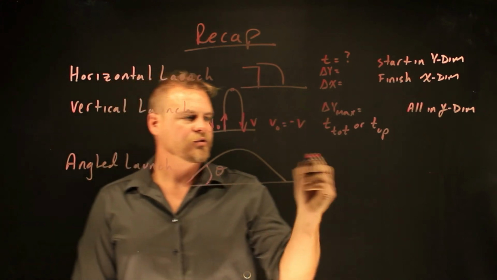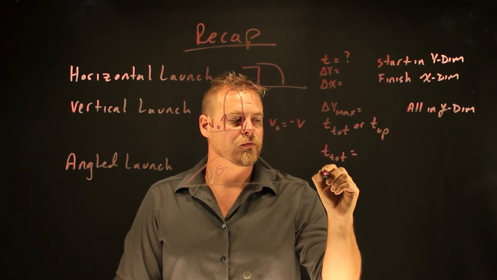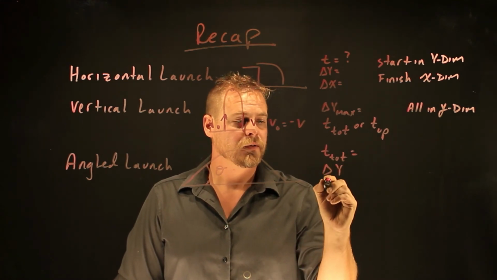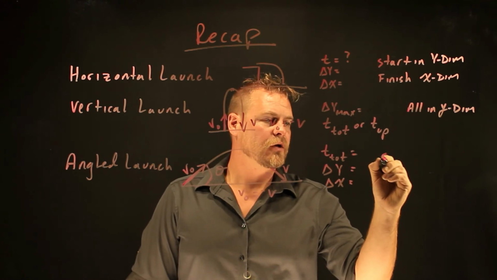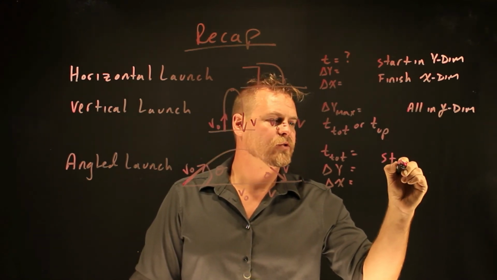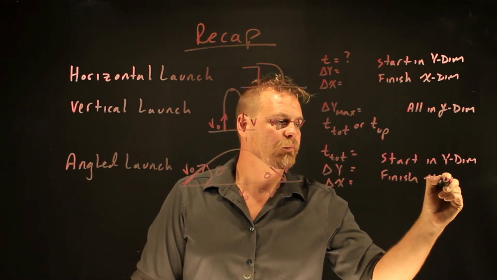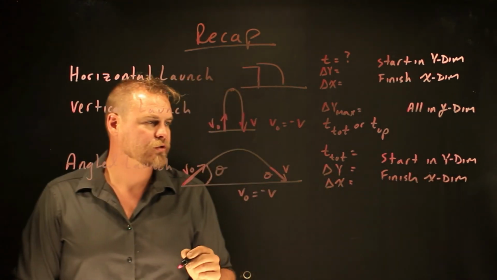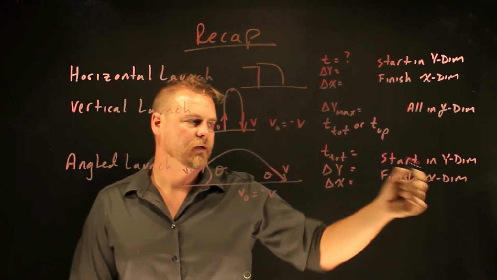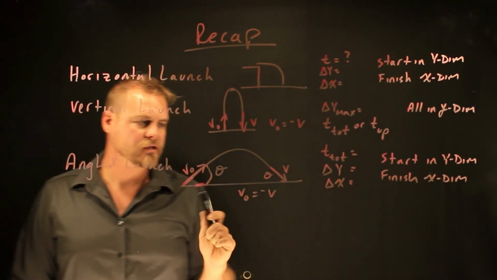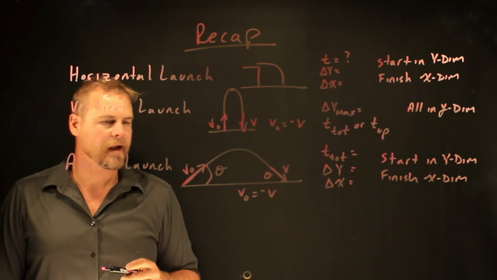You could be asked to solve anything from total air time to the height to the distance. This is going to be a combination of y and x, so I would start in the y, finish in the x, but these are the more complicated versions, and so you may need to do pieces in both as you move along. This one's challenging to give you a rule about how to tackle it.